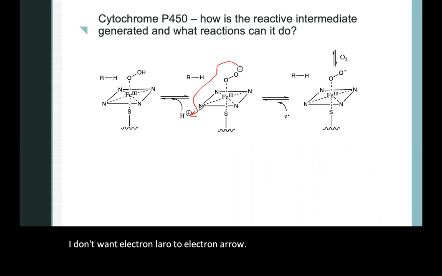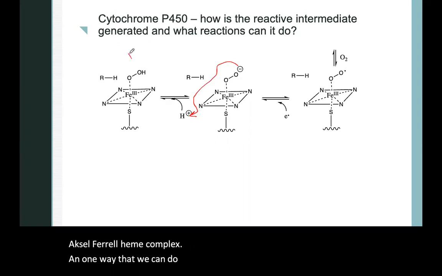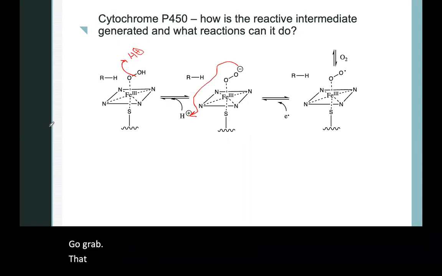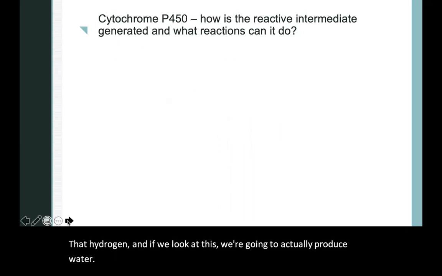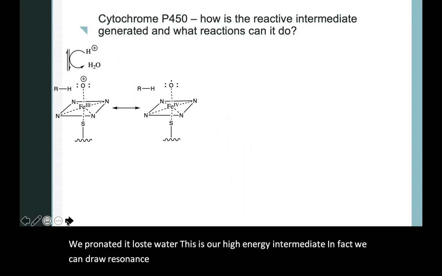The next step that we have to do is actually generate that high energy oxoferryl heme complex. And one way that we can do this is to protonate. Again, this is a 2-electron arrow. Go grab that hydrogen, and if we look at this, we're going to actually produce water. So we protonated it, lost water. This is our high energy intermediate. In fact, we can draw resonance structures to show how that's stabilized.